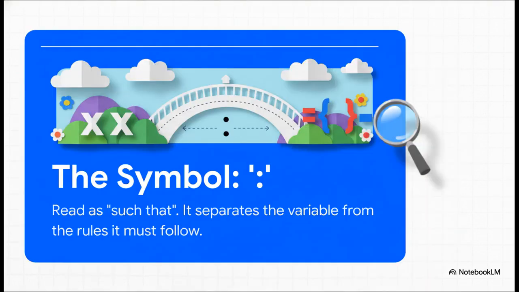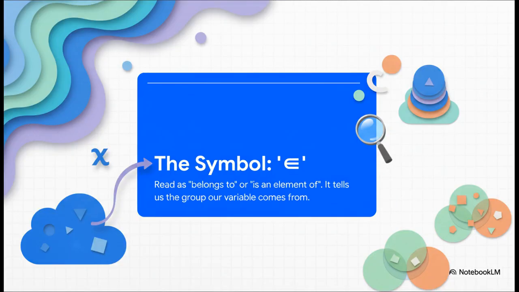First up, that colon, the two dots. Anytime you see that symbol in set theory, I just want you to say the words such that in your head. That's all it means. It's just the divider between our variable x and the rules that x has to play by. Next, we've got this little symbol here, the one that kind of looks like a curvy E. This one simply means belongs to or is an element of. It's just telling us what big group our x is a part of.